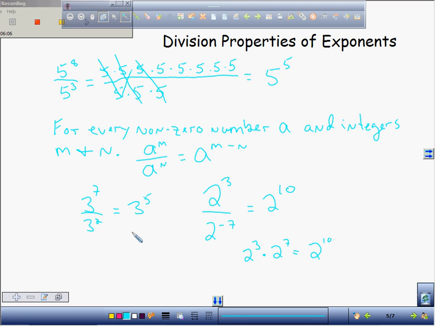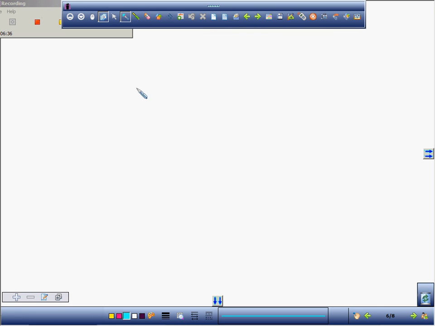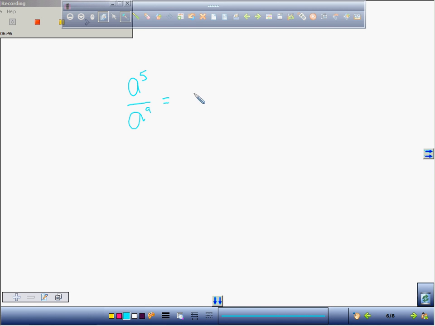What if I had A to the 5th over A to the 9th, and they say simplify. Who got that one? Who got it? 1 over A to the 4th power or something. Sam's got his hand up. Go ahead. 1 over A to the 4th. Perfect. How'd you get that?